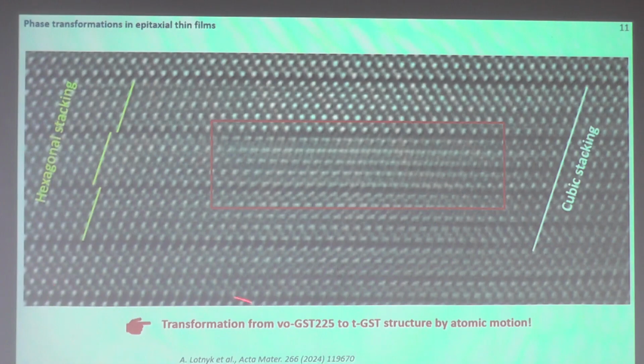Here is the cubic vacancy ordered phase. Here is also the vacancy ordered phase. And in between we see some contrast, so we see how the lattice shifts against each other, and how the atoms, like here we have doubling of these atomic columns, and it suggests that the transformation occurred by small atomic motions in this direction, so the system shifts one against the other.